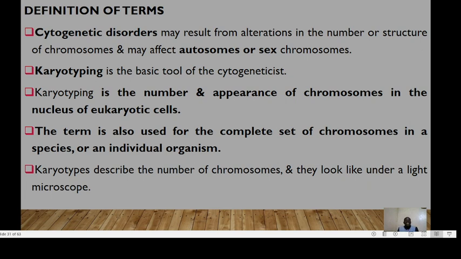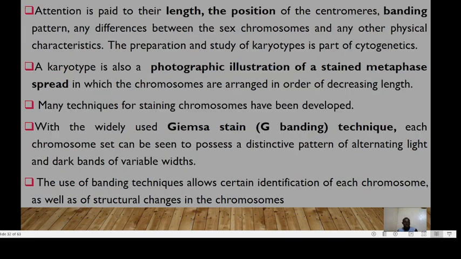Karyotyping is the study of the number and appearance of chromosomes in the nucleus of eukaryotic cells. This term is also used to refer to a complete set of chromosomes in a species or an individual organism. So karyotypes describe the number of chromosomes and how they look under a light microscope. Attention is paid to their length, the position of the centromeres, the banding pattern, any differences between the sex chromosomes, and any other physical characteristics. The preparation and the study of karyotypes is part of cytogenetics.